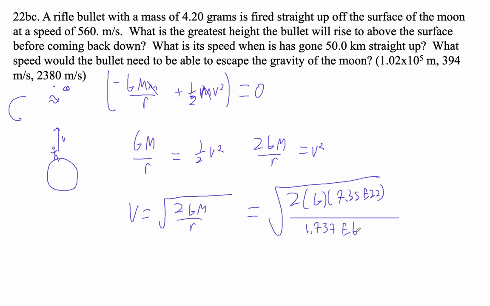Let's see. So I get 2375.86. 2375.86 meters per second, or 2380 meters per second is the escape velocity. And really all that means is that we just have a net 0 energy, total energy, right? Which is kind of cool.